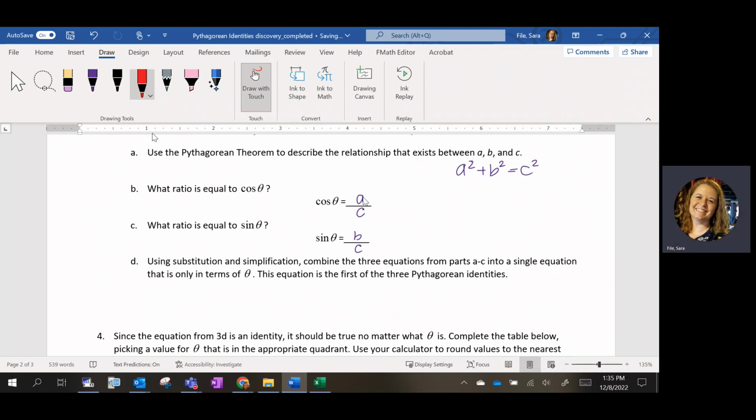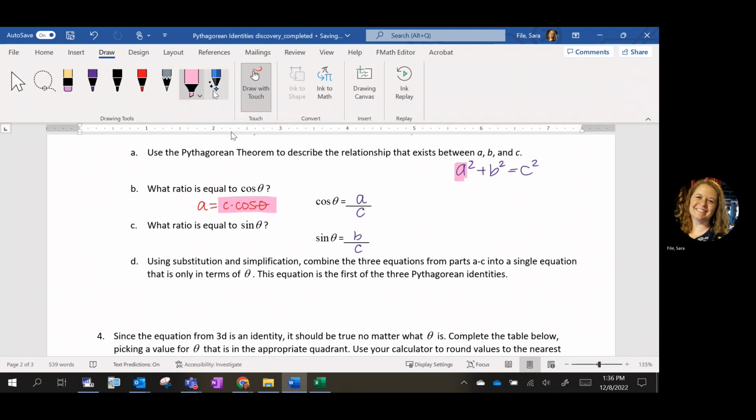How could I get A by itself? Yeah, I would just multiply that C over to the other side. So this would be A equals C times cosine of theta. Or you could have written cosine of theta times C, it doesn't matter which order, okay? But now I can make a substitution for A. I can replace A with what it's equivalent to, right? And I can do the same thing for B here. If I solve for B, what is that?